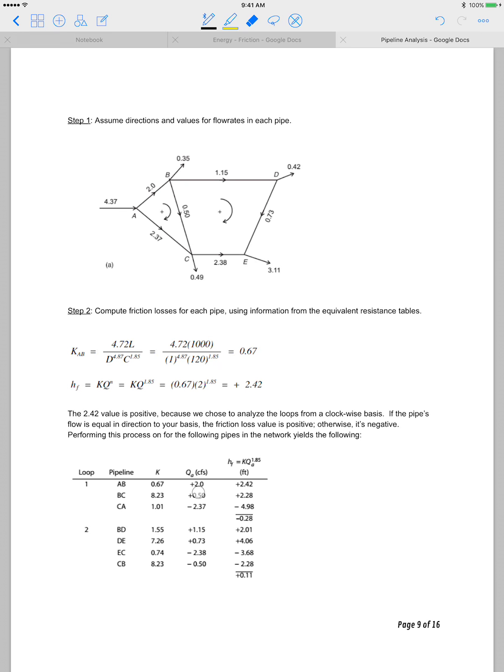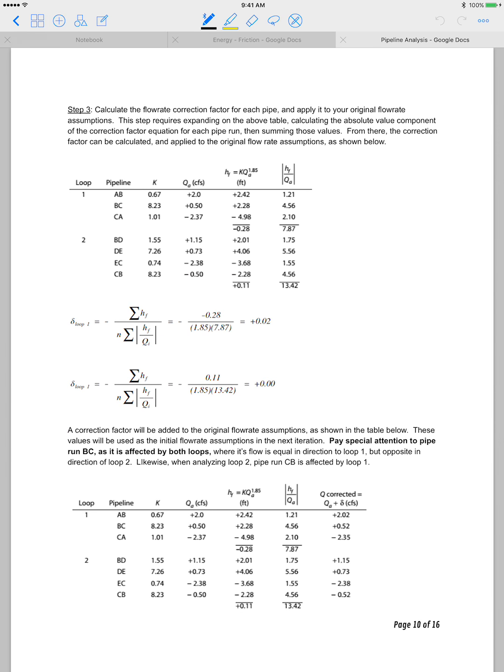Then you go over to the Q value. Determine if the Q is positive. We got positive, positive, negative, negative, right? You can see them right here. Then you go into the H values. You solve it the same way. And you have positive, positive, negative, positive, positive, negative, negative. If you sum them up, you get the number below the bottom line. Remember, we're going to need the sum of the hf's for the numerator of the correction factor value of delta. So that's the first part of the methodology.